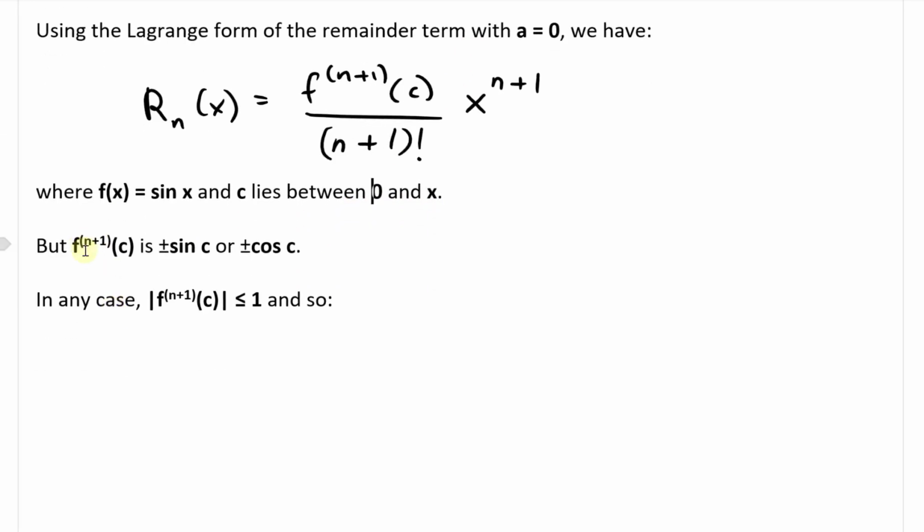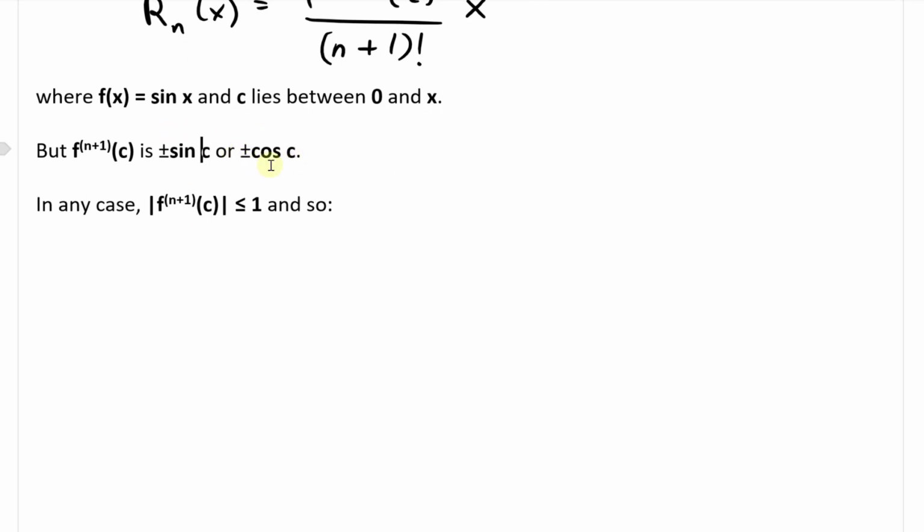Also we know that the (n+1)th derivative of this f at any value c, or x, doesn't matter, is always going to be plus or minus sine of x, or in this case sine of c, or plus or minus cosine of c, as we showed in Example 1 when you took the derivatives in two columns.